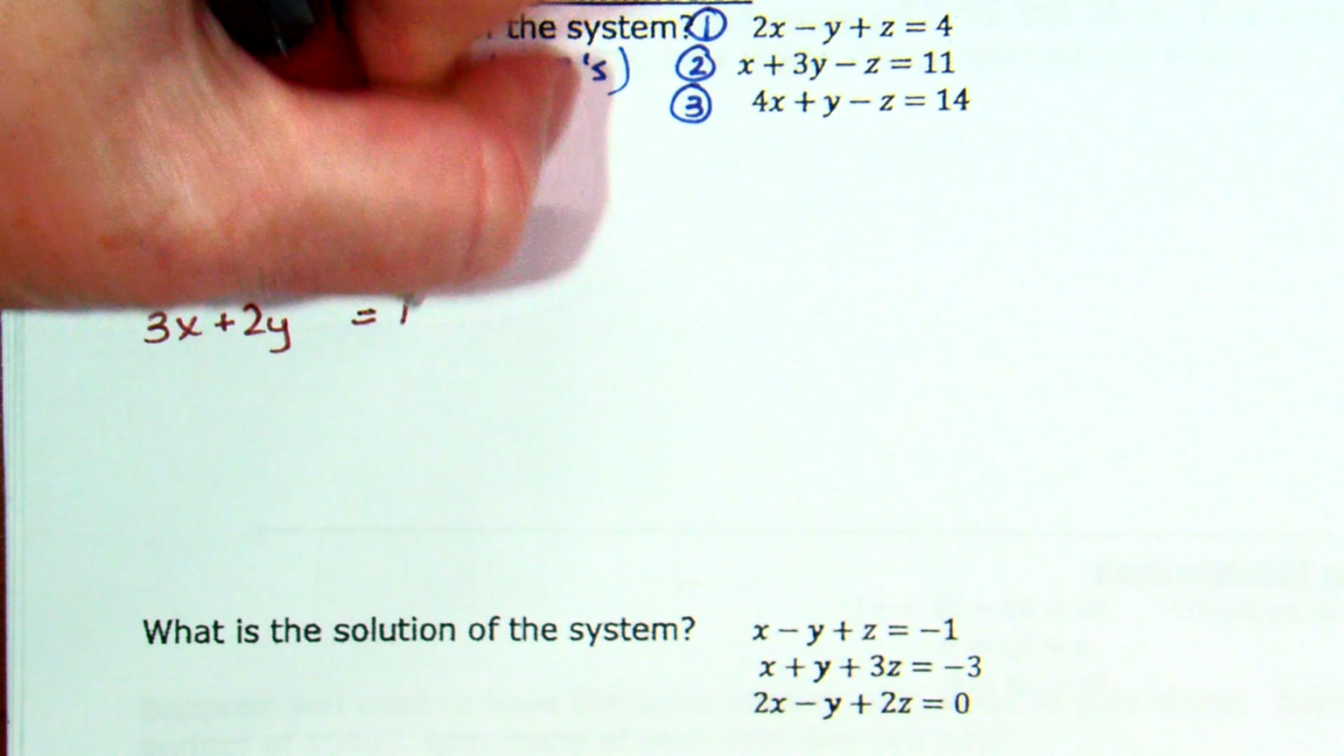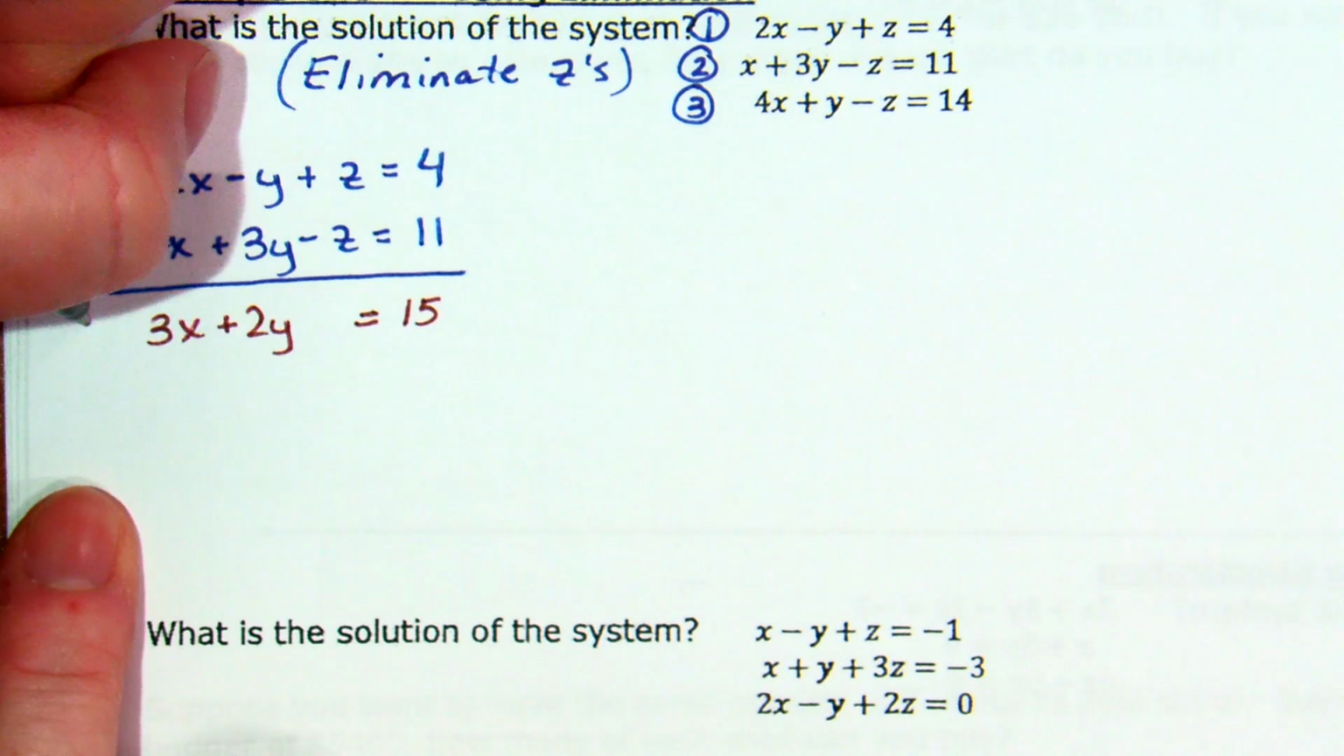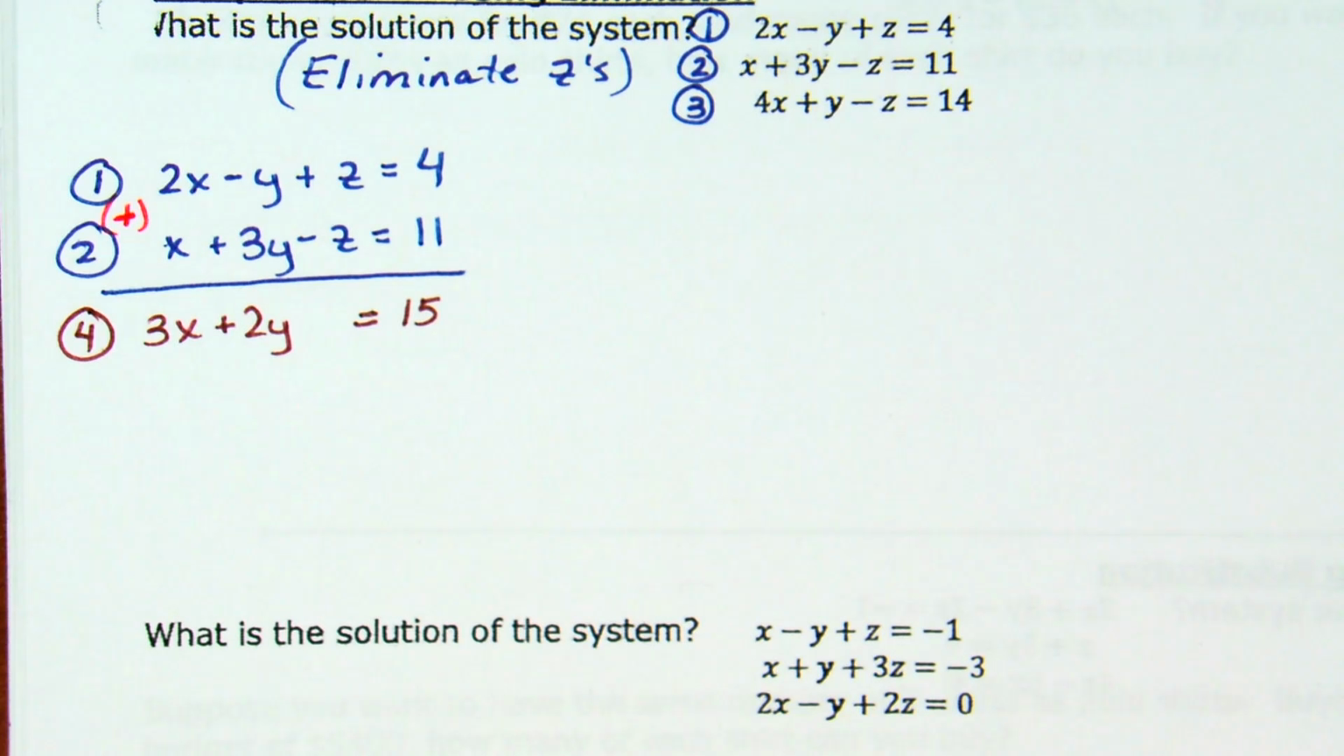Okay, we have just created a new equation. I'm going to call this equation 4, because I want to be able to refer to it by something when I come back to it later. So I'm going to call my 3x plus 2y equals 15 equation 4. Now, repeat this process to come up with an equation 5 using a different pair of equations from up top. Does that make sense?